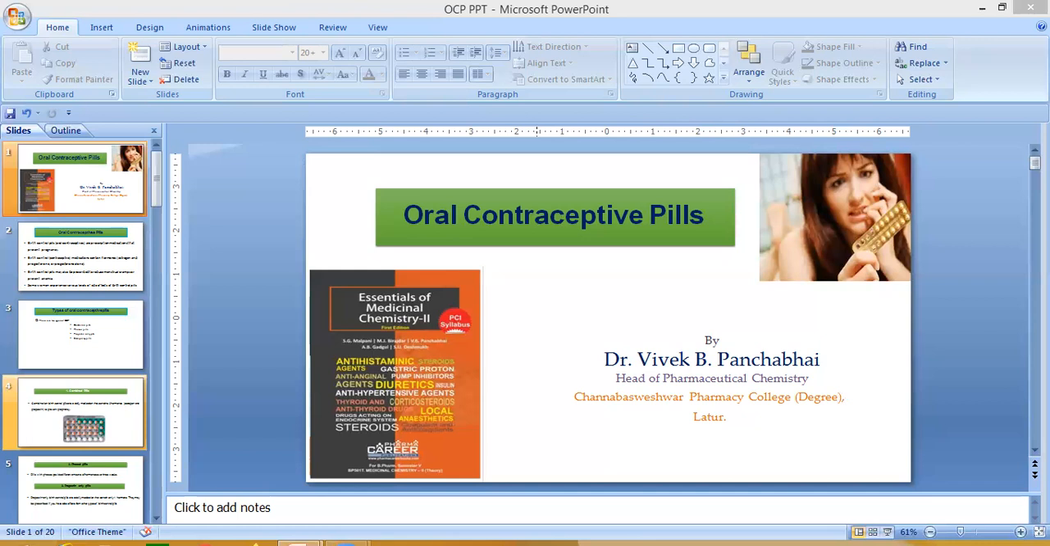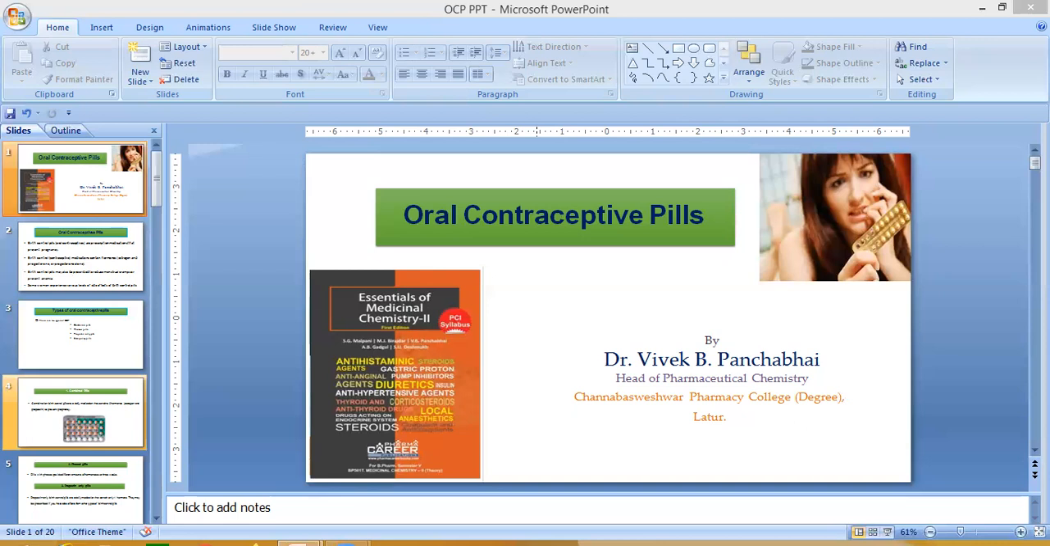These are diagrammatic presentations of how oral contraceptive pills work. The first way is to prevent ovulation, that is, estrogen and progesterone prevent the egg from being released from the ovaries. From this side, it is prevented by the combined pill, estrogen and progesterone, so that the ovaries' release and ovulation are prevented.